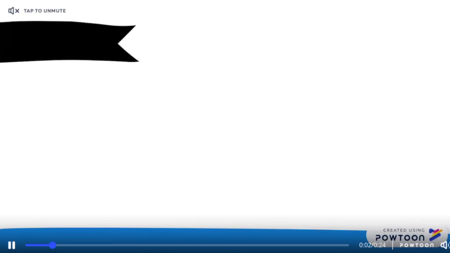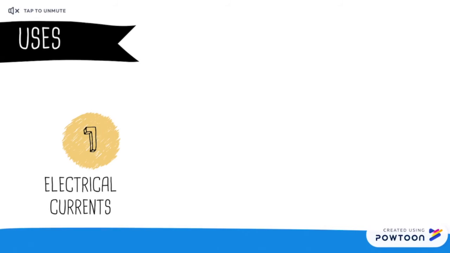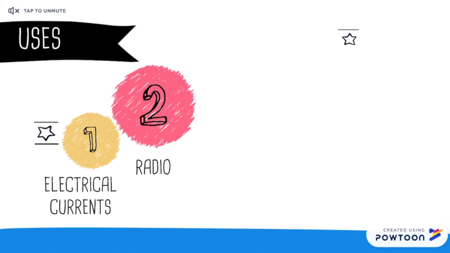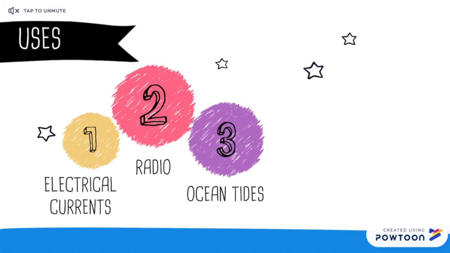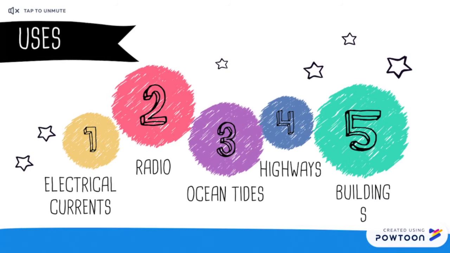The law of cosines has 5 basic uses: electrical currents, to know how the voltage is going; radio broadcasting, to know in which frequency it should go; low and high tides of the ocean; highways and buildings. These are to know how firm the structure is.